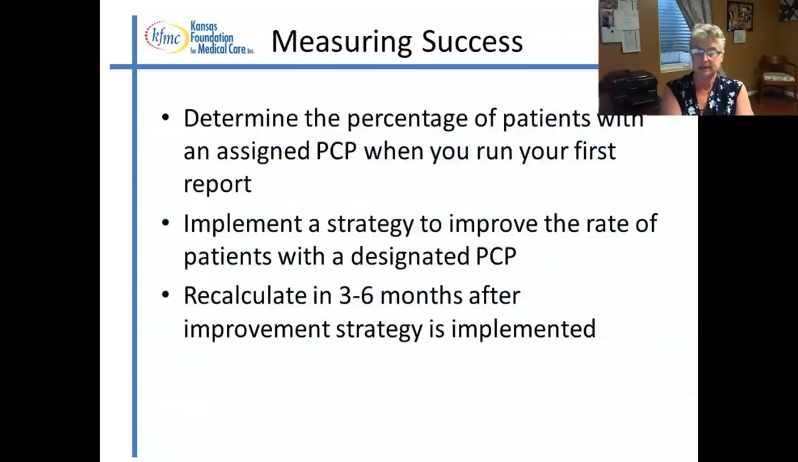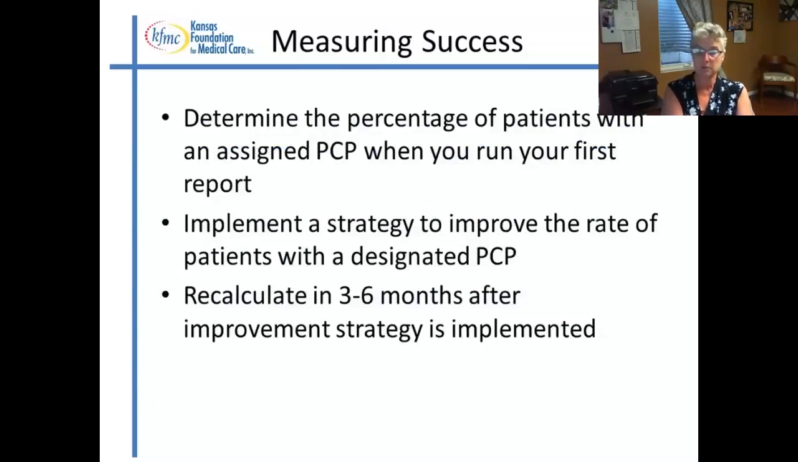So, measuring success. Because it is important that patients have a designated PCP in order to ensure proper follow-up and outreach, it is important to measure if you're making progress in this. The first step is to establish your baseline empanelment rate. The empanelment rate is the number of active patients with an assigned PCP divided by the total number of active patients. And you can do this with your very first empanelment report to get a baseline.